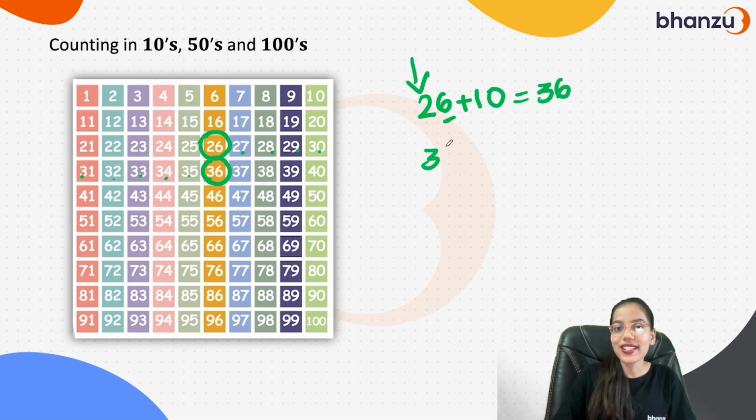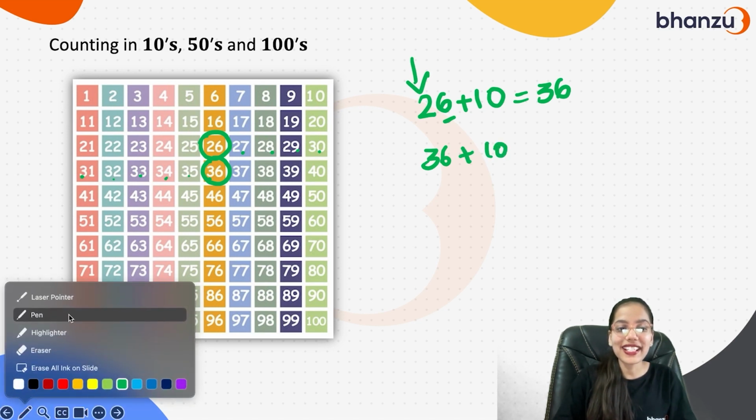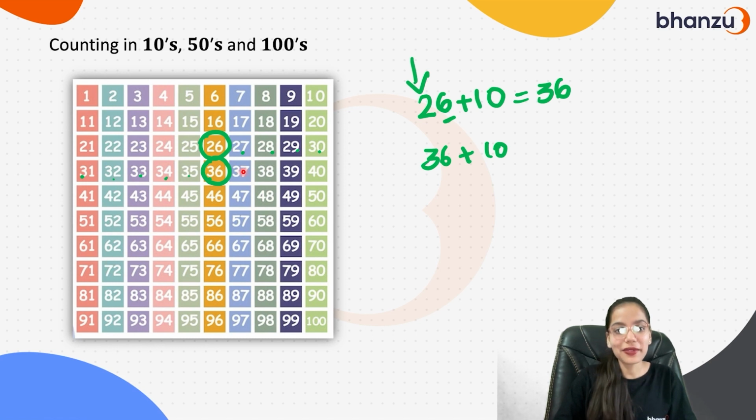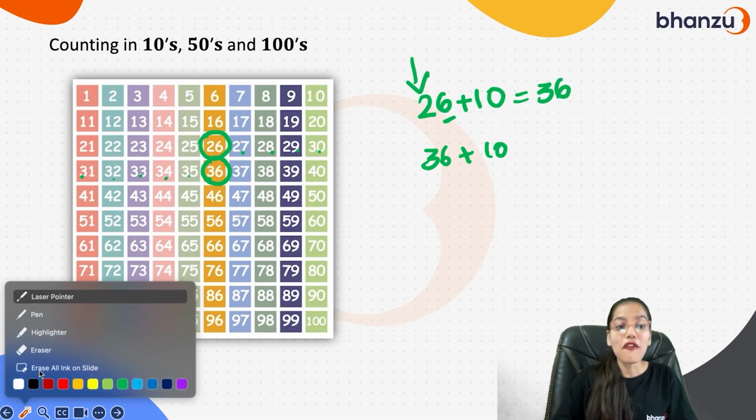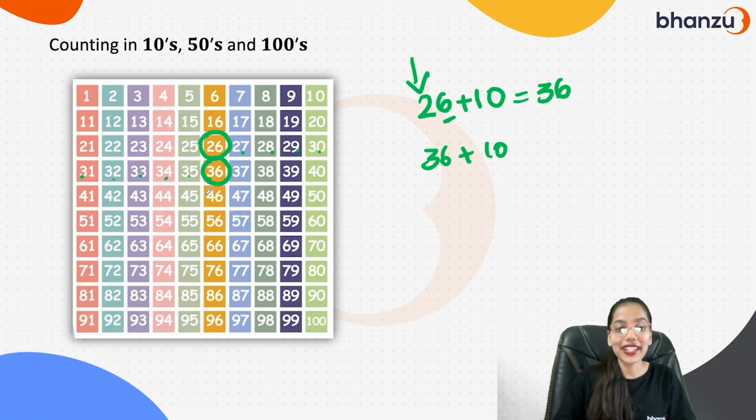What is 36 plus 10? What should we do for that? Let's start counting. 1, 2, 3, 4, 5, 6, 7, 8, 9, 10. So we have reached 46 right now. Correct? We have reached 46. So 36 plus 10 is 46.